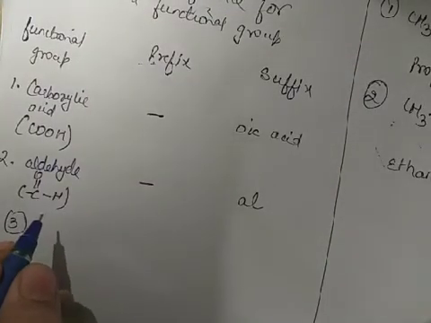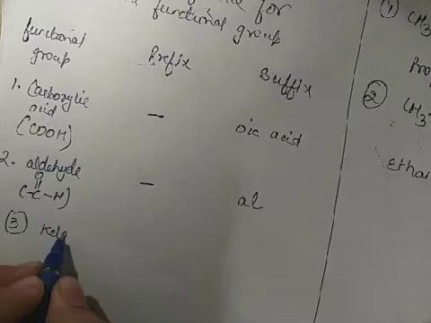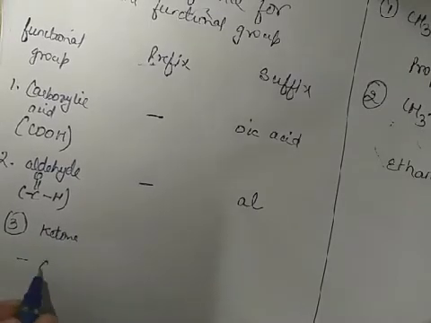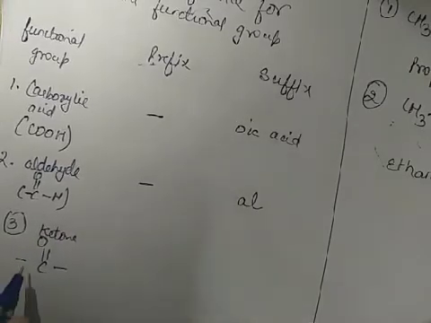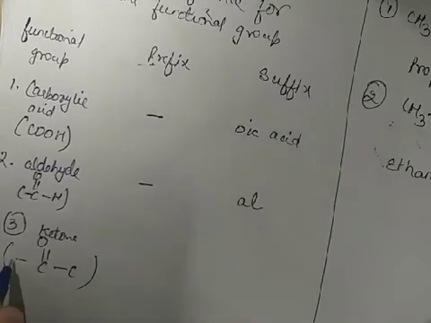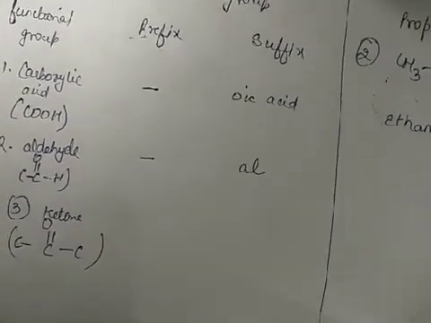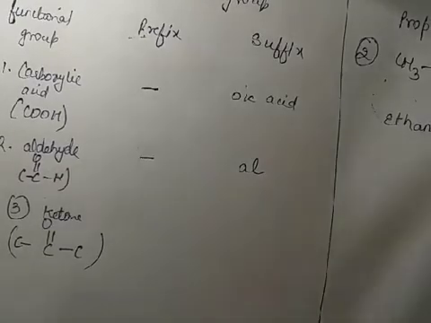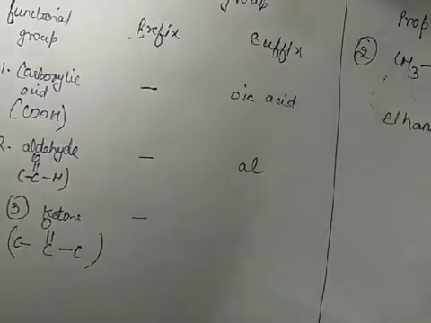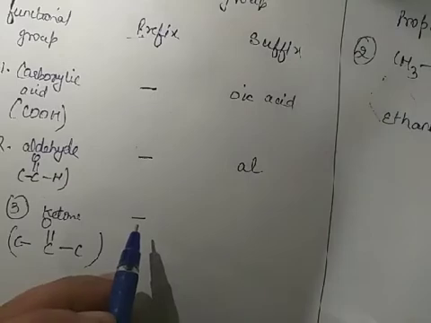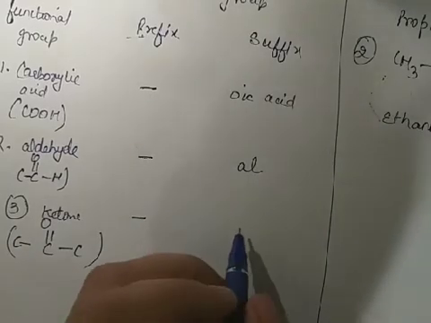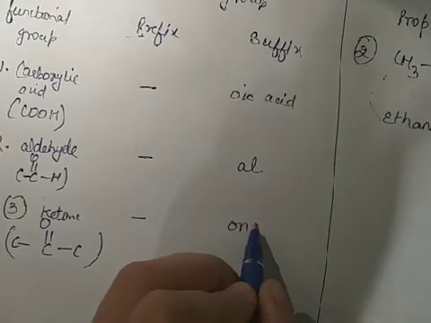Now the third is ketone. Ketone means again the C double bond O group, but it should be at the center. There should be carbon present on the left as well as on the right. It does not have a prefix. It has only the suffix, which is on.